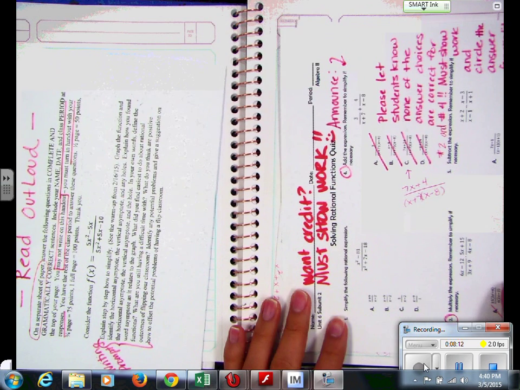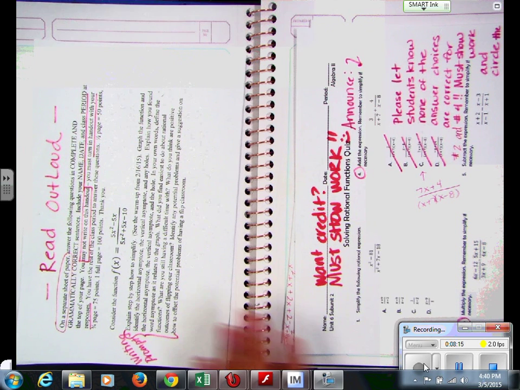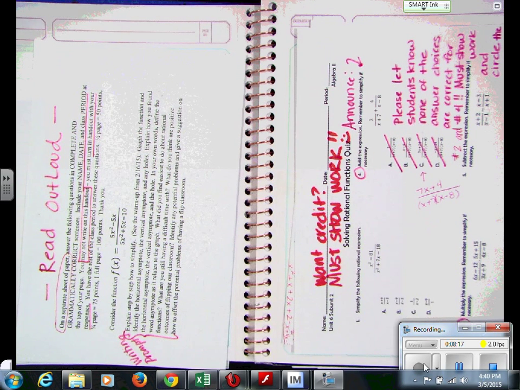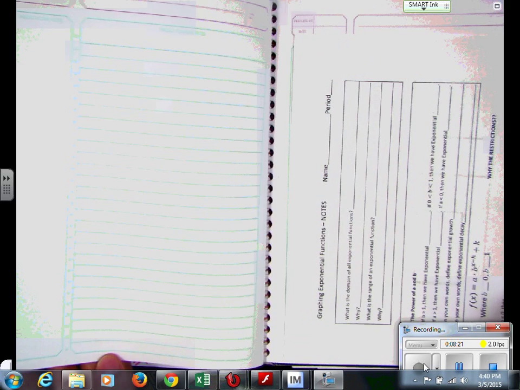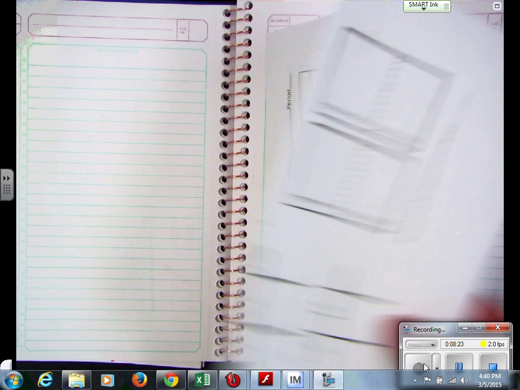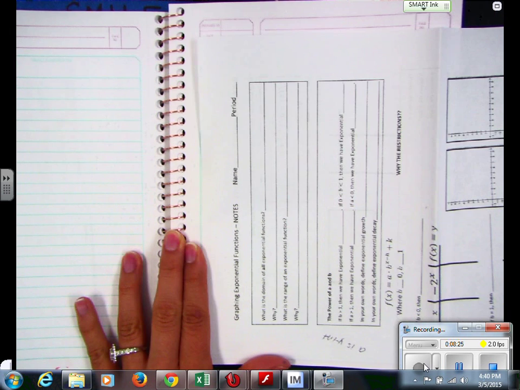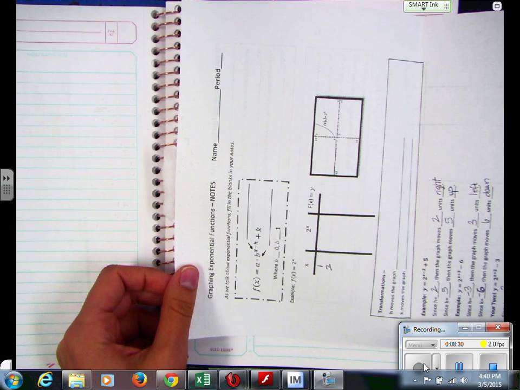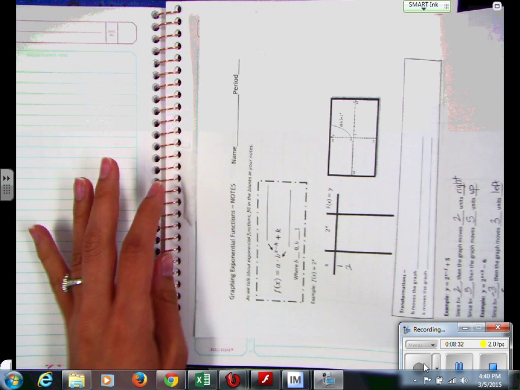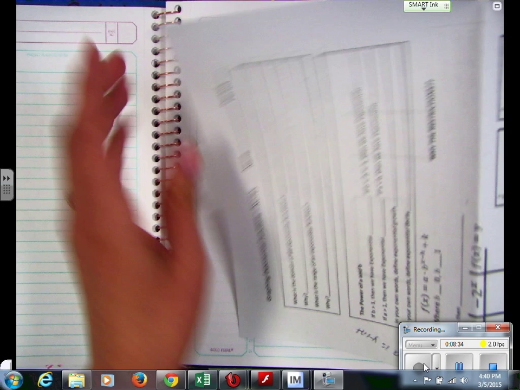The quiz and the writing assignment. The quiz was on solving rational functions. After that, your homework was to watch this video on graphing exponential functions. Okay, and it was a PowerPoint, and this is what it looks like in the front. That was your assignment for that Friday.